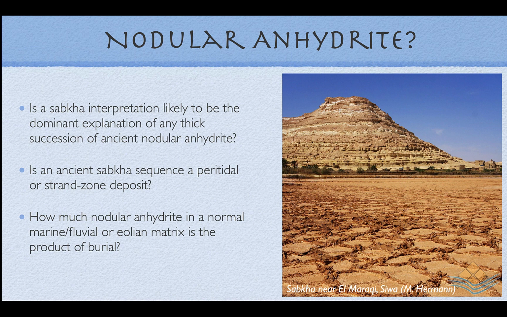And then another question, and we'll address this in another module, is how much of the nodular anhydrite we see sitting within what are matrices indicative of normal marine or fluvial or aeolian sedimentation is actually a depositional or a syndepositional Sabkha product versus a diagenetic brine crossflow deposit. And we'll address that in another module when we look at the shallow burial hydrology and the nature of brine reflux in ancient evaporite depositional systems.